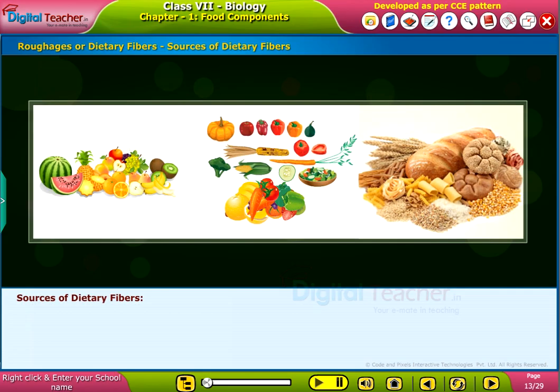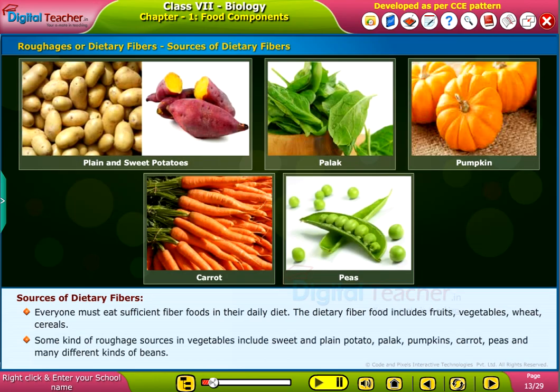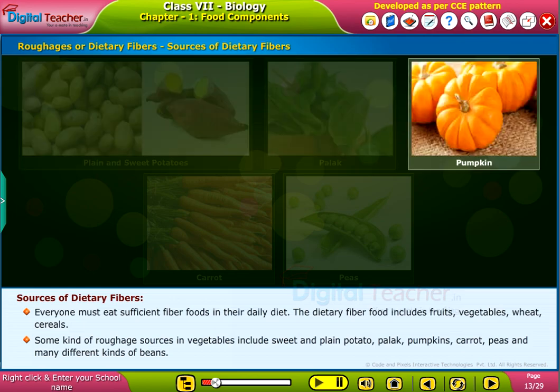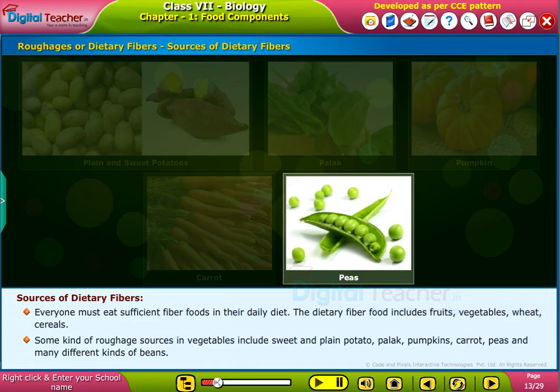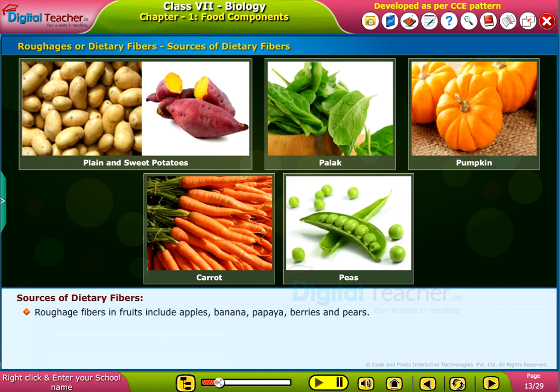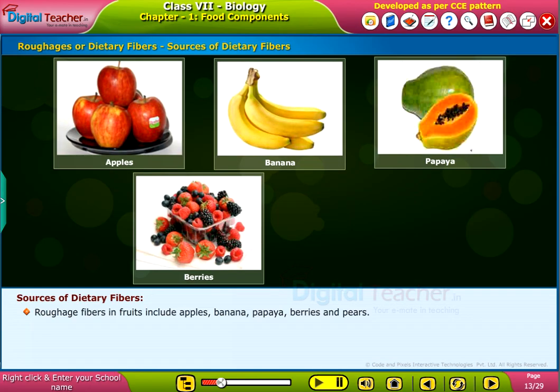Sources of dietary fibers. Everyone must eat sufficient fiber foods in their daily diet. The dietary fiber food includes fruits, vegetables, wheat, cereals. Some kinds of roughage sources in vegetables include sweet and plain potato, palak, pumpkins, carrot, peas, and many different kinds of beans. Roughage fibers in fruits include apples, banana, papaya, berries, and pears.